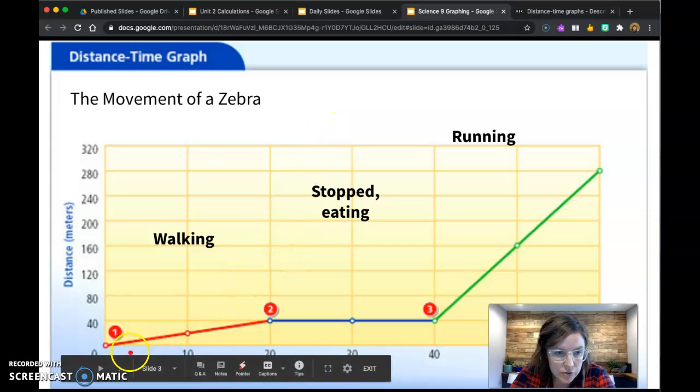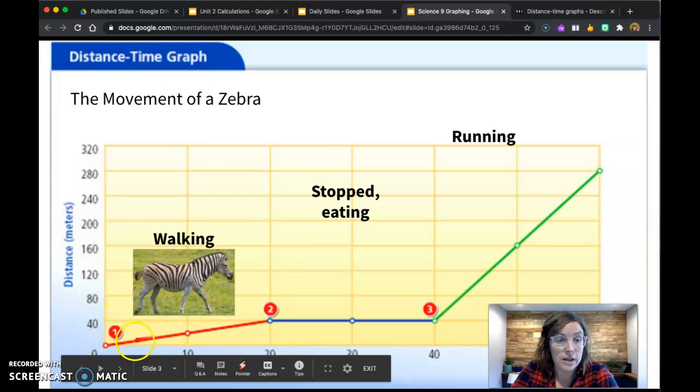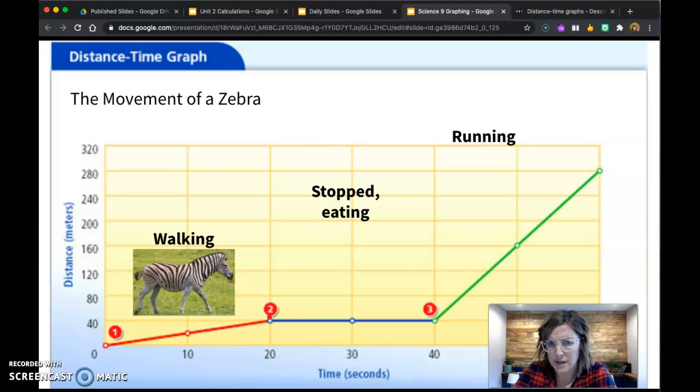So we can assume that starting at 0 seconds, if I was watching the zebra, it was at 0 meters. So that's our starting point. That's why there's a number 1 there. After 20 seconds, the distance is now 40 meters. That's because it was walking, right? So it looks like it had a consistent line here going up, from 0 to 40 meters after about 20 seconds.